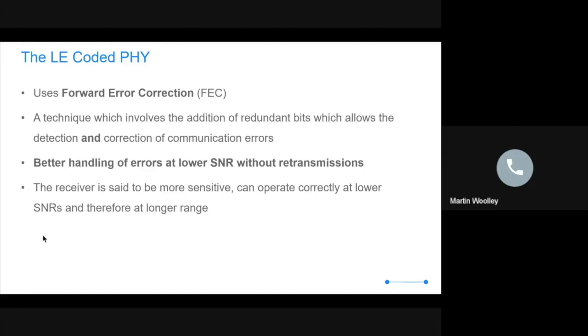What happens as a consequence of this is that even when we're getting further and further away from the transmitter and the signal to noise ratio is getting smaller and smaller, yes, we're getting more errors, but it's okay because forward error correction can fix them. So we can get further away, work at a signal to noise ratio which is much lower, and thus the range is increased. We say that the receiver is more sensitive.